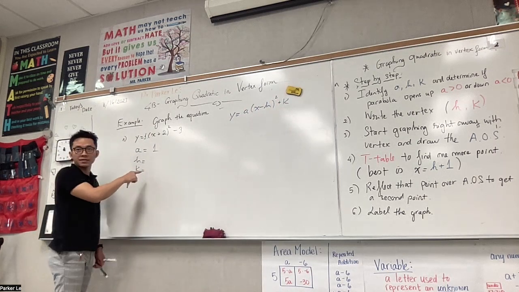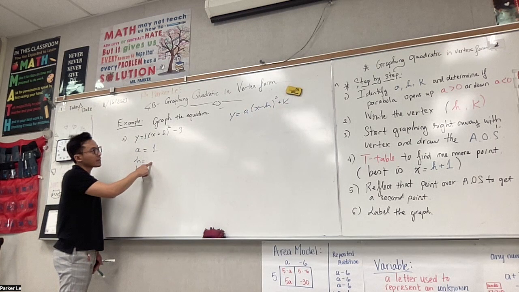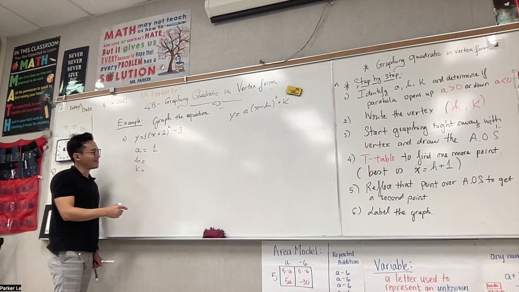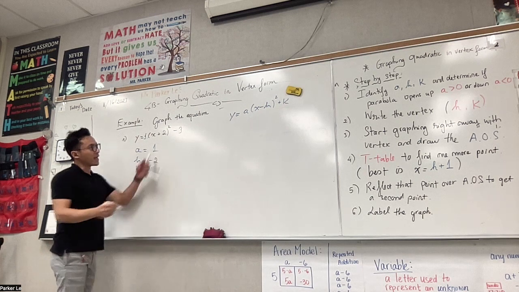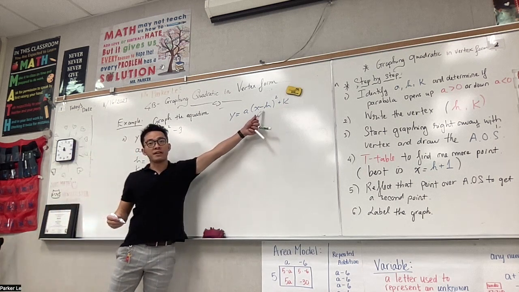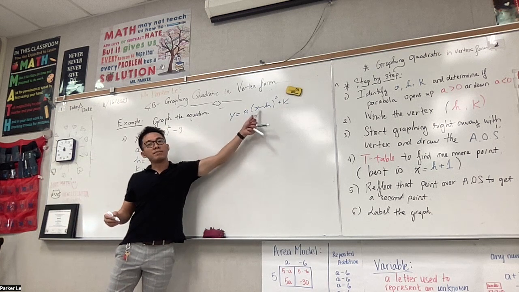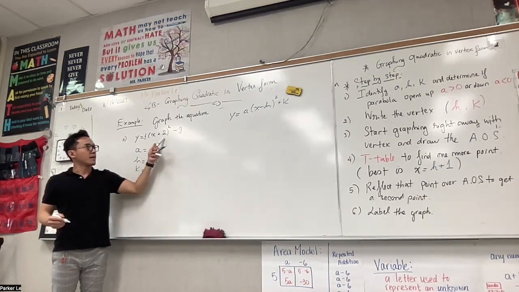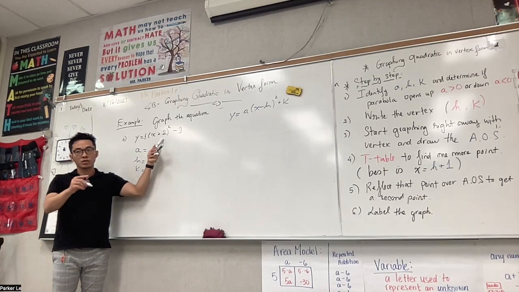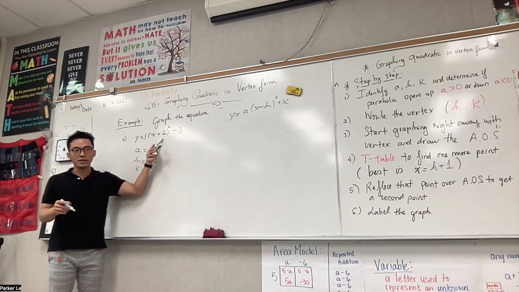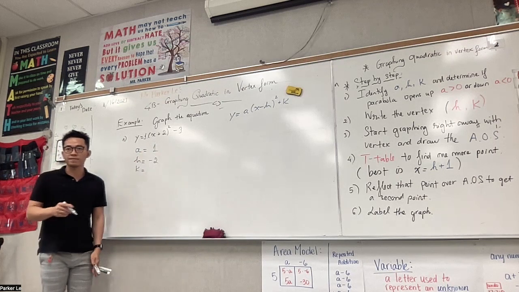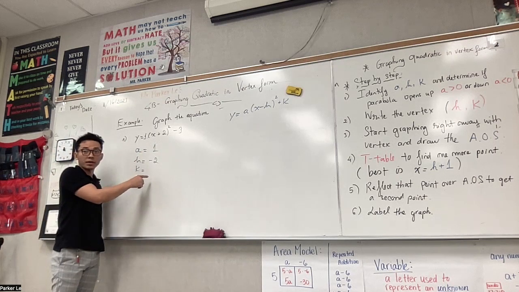All right, what is h? H is the number in here. Okay? H is the number in the parentheses, like 2. But remember, if you took the notes, you always need to switch the sign of the number in the parentheses. So it's negative 2. What is k then? Anna, this is very good.